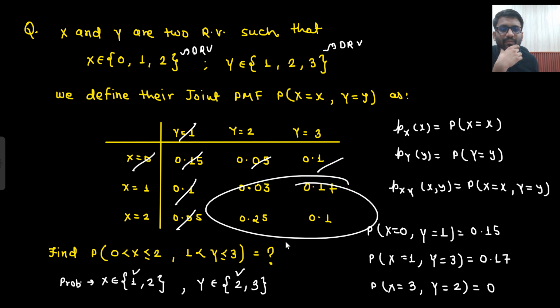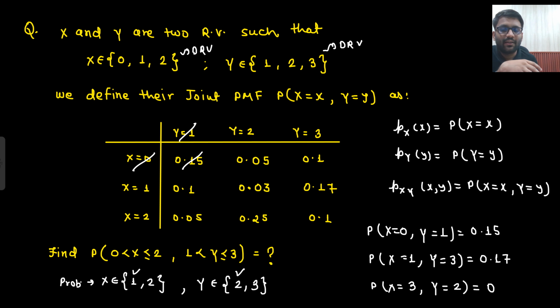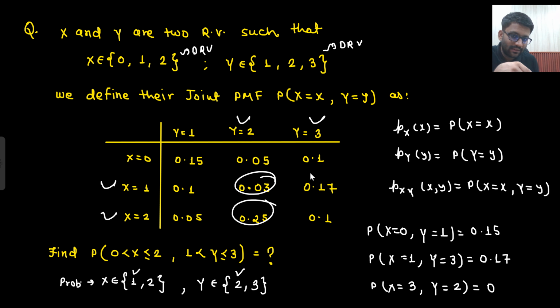Are you able to understand this problem? With respect to diagram only. With respect to diagram, what we are saying is that from this particular probability, what do you understand? That x can take value 1, 2, y can take value 2, 3. So this can be taken, this can be taken, this can be taken, this can be taken. That means what is common between these? These are common. So addition of all of them will be the answer.